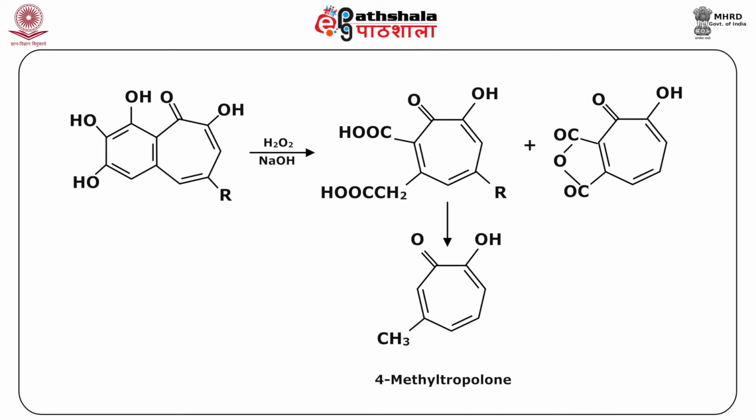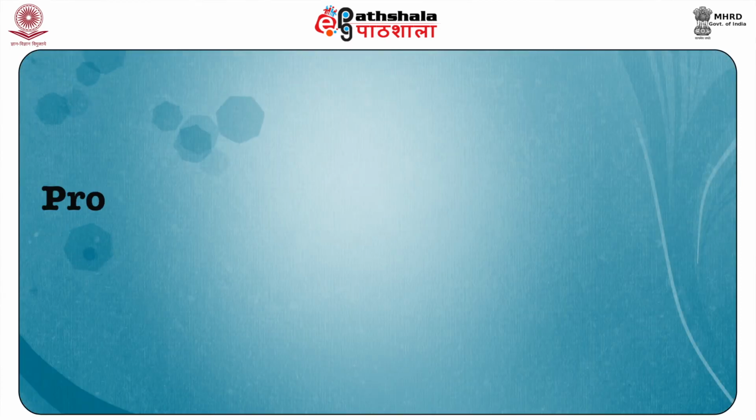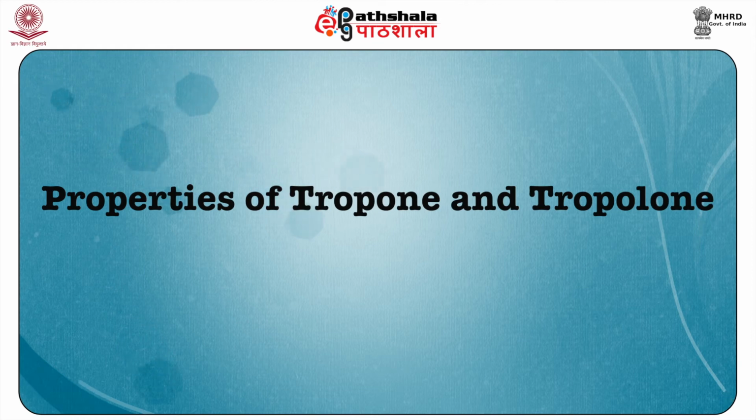So here it is shown how we can use purpurogallin to prepare the methyl derivative of tropolone. Again, this is a 2-step process, and the yield is only 30 to 35%. Now let's move on to the properties of these molecules.